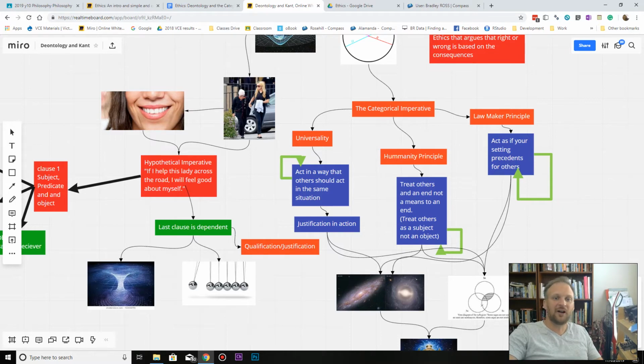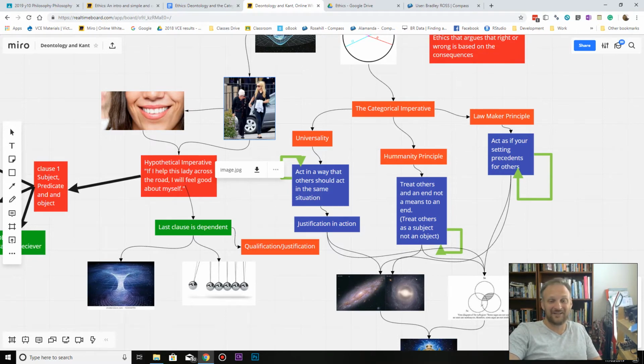And he said when you have hypothetical imperatives, you have an action that's always justified by a reason, but you find the action and the justification in space and time. They just don't have their own kind of outside of time and space proof to it. An example of that would be, if I help a lady cross the road, I'm going to feel good about myself. And when I do that, right, I can see that there's a relationship between feeling good about myself and helping the lady cross the road.